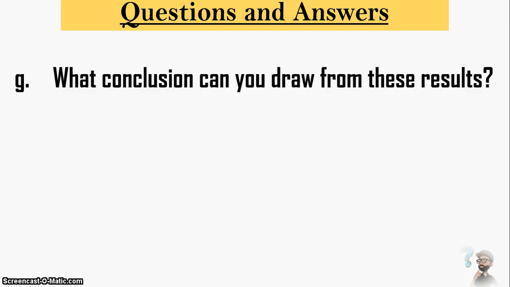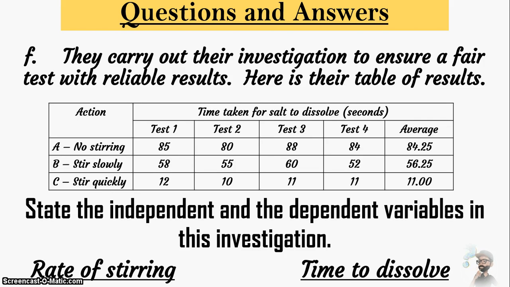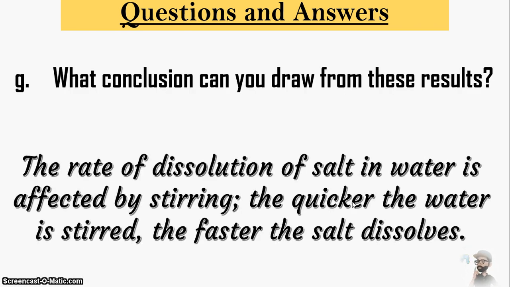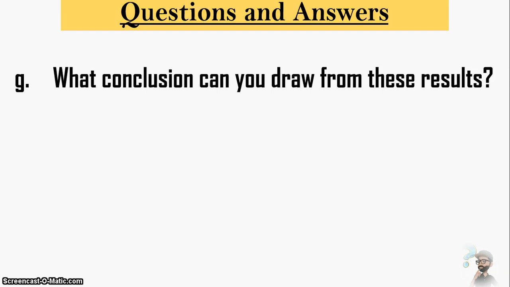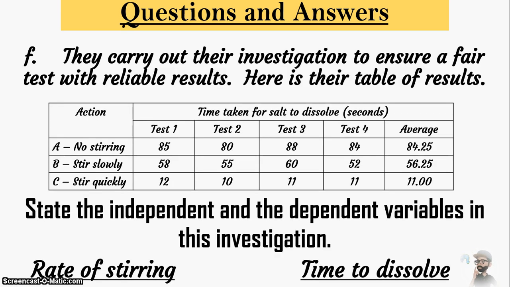Now we go to G. What conclusion can you draw from these results? It's simple. As the speed of the stirring increases, the time taken to dissolve reduces, which means dissolution occurs faster when the speed increases. Okay? So the conclusion is the rate of dissolution of salt in water is affected by stirring, which means the quicker the water is stirred, the faster the salt dissolves. You can see that from the table again.